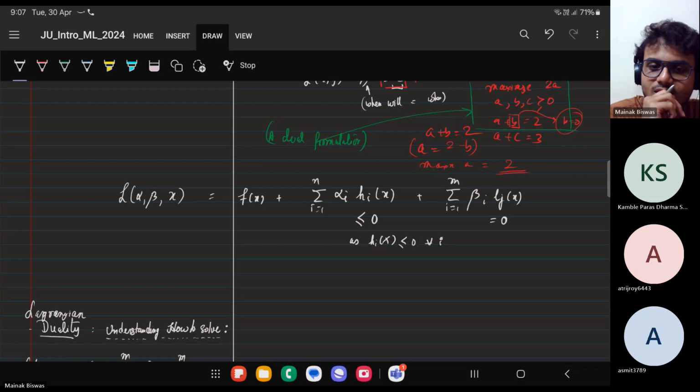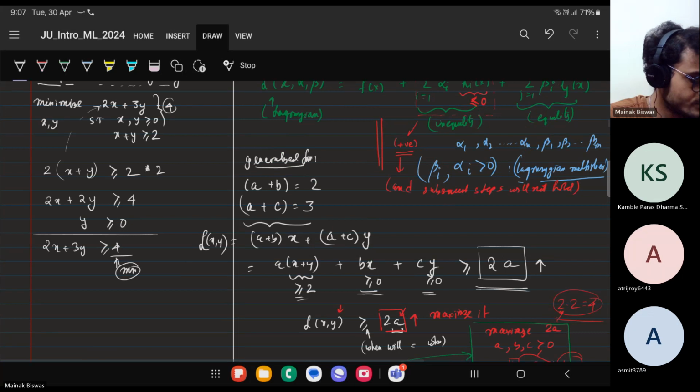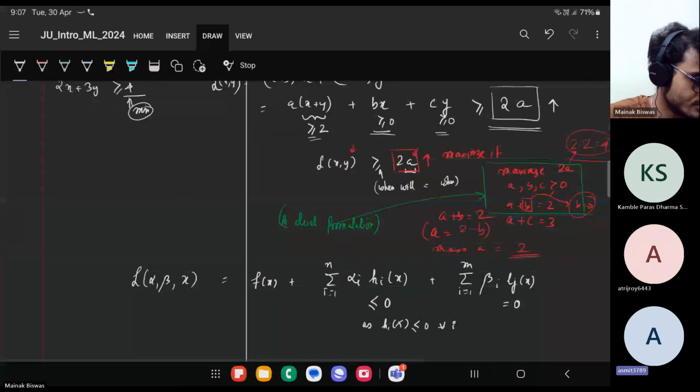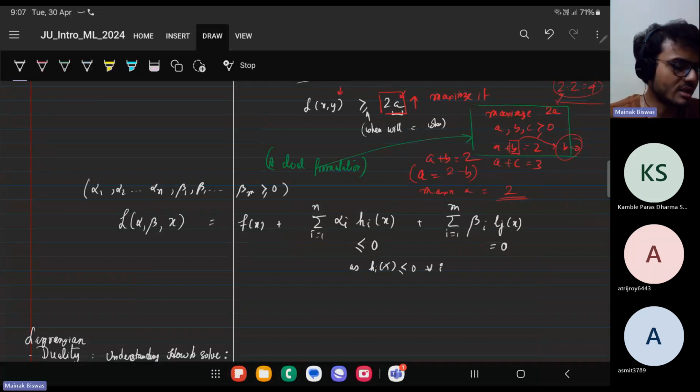Is it okay? Why is the second part less than 0? Yes, tell me how? Did I ask now when you were not understanding? Can you explain once more? You had already told me the reason. All these constraints, all these multipliers are greater than 0, I'm telling you.